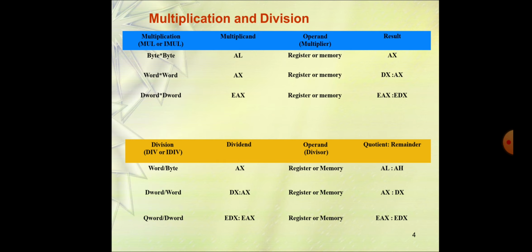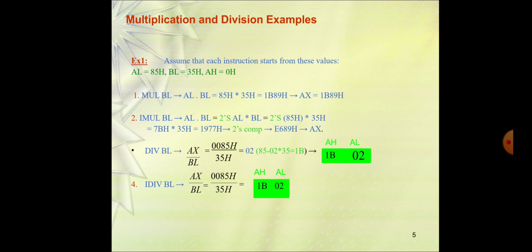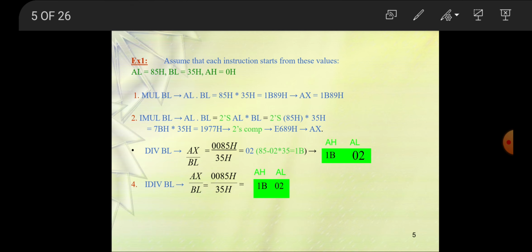Now we are going to take one example here. The same things we study in the next slide also, so I will skip this slide. I will take one example, here the multiplication and division example. Suppose AL is 85H, BL is 35H, and AH is 0H. All values are in hexadecimal.